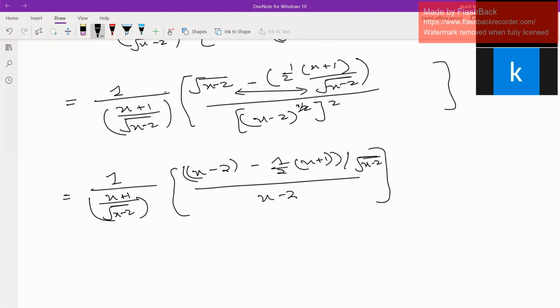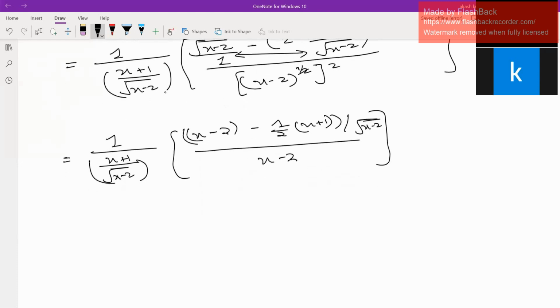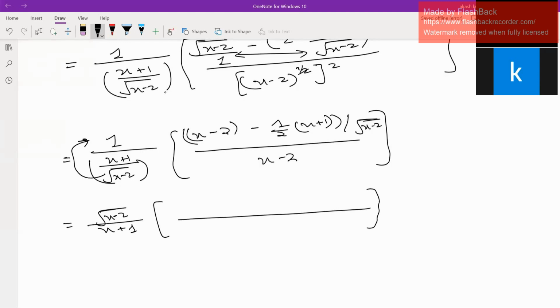So x minus 2 times square root x minus 2 becomes x minus 2 only, minus half x plus 1, and then we just multiply the denominators. So it becomes x square root x minus 2 on the whole. Can I take square root x minus 2 in the numerator? It becomes square root x minus 2 or x plus 1. Is it clear to you so far?